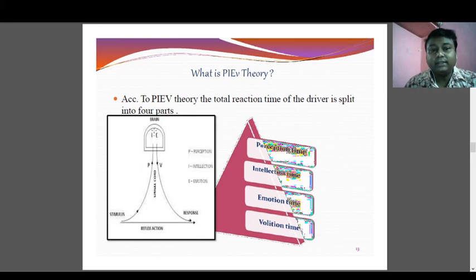Then comes intellection and emotion. Then he intellects what type of object it is. First they identify that there is something. Second is intellection, which means they try to find out what type of object it is. Then the emotion, then they react. Oh, it is a dog. Okay, I should avoid it. I try to steer off the road so that the dog is not harmed.